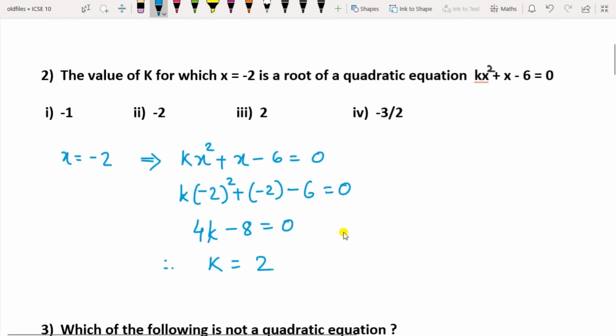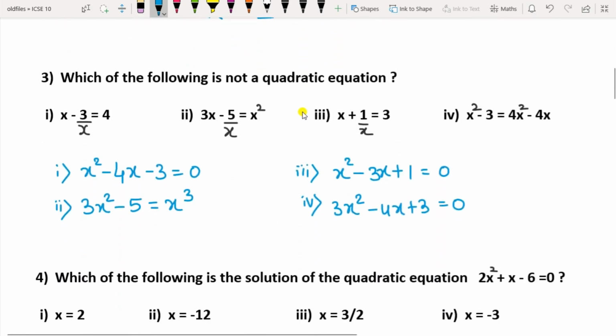The value of k for which x equal to minus 2 is a root of the quadratic equation. This is the given quadratic equation, and one of its roots, x equal to minus 2, has been given. You have to find the value of k here. Substitute this value of x in the given equation and you can find the value of k, and it is coming as plus 2. So option 3 is the correct option.